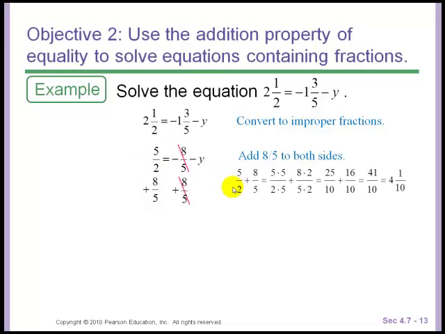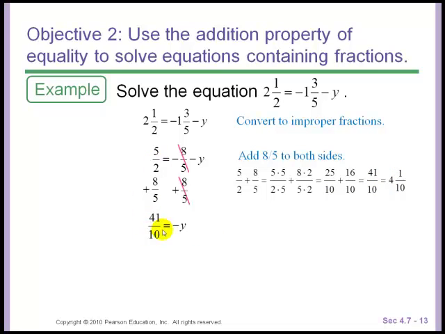5/2 plus 8/5. If we do our work, notice how I'm doing my arithmetic on the side. I do want to see your arithmetic, but it's important to keep it off to the side so it doesn't mess up your equation. Our common denominator is 10. Multiply the first one by 5 over 5 and the second one by 2 over 2. You get 25/10 plus 16/10, which adds to 41 over 10. If you'd like to convert it to 4 1/10, you can, but I personally prefer the improper fraction.